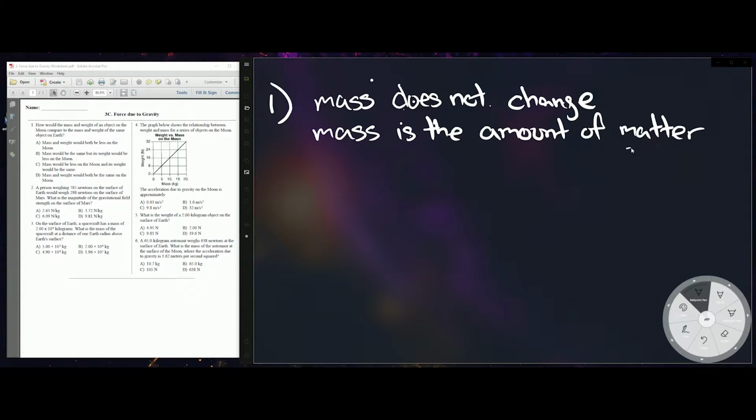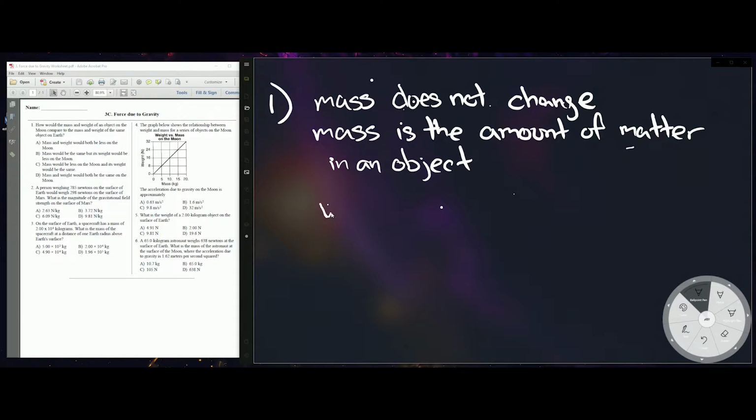Mass is the amount of matter in an object, right? What stuff you are made up of. And regardless of whether or not you're on Earth or on Jupiter, on Pluto or the moon or anywhere, you are made up of the same matter. You are you. You don't change.